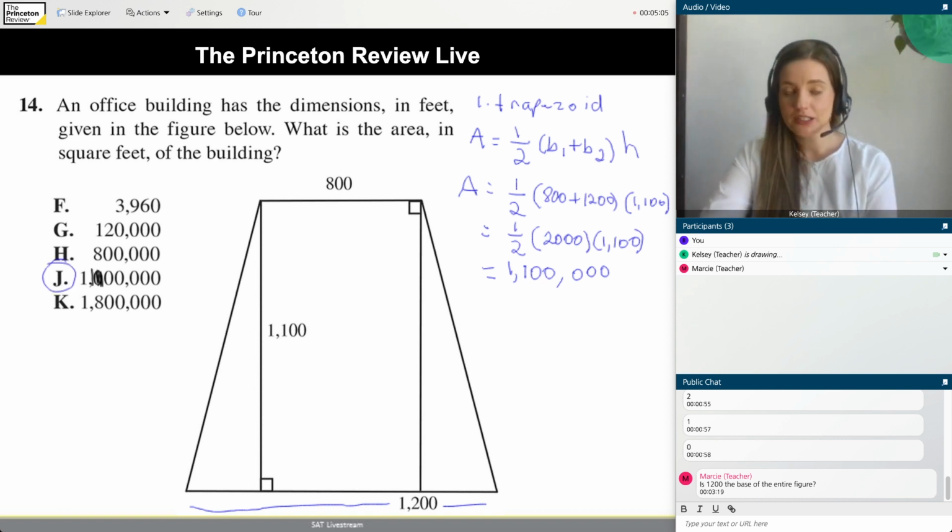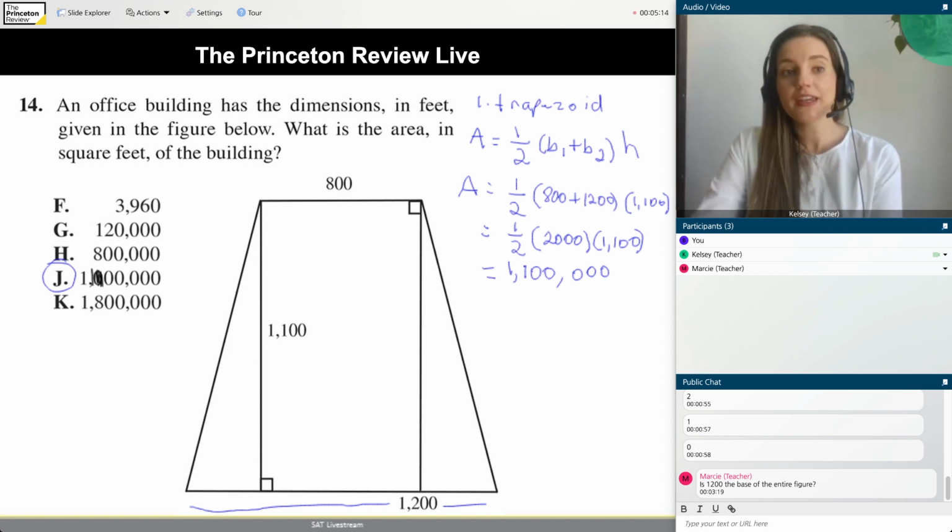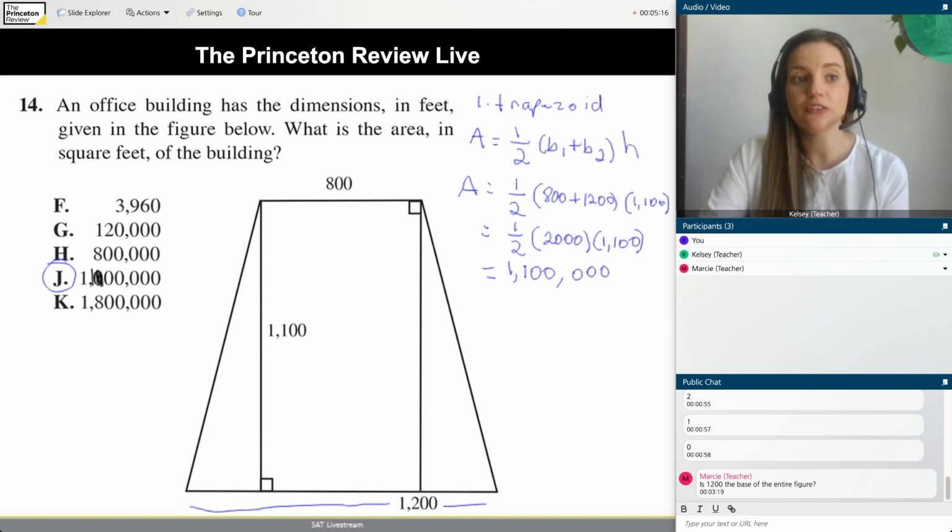But unlike with the SAT, the ACT doesn't give you a formula bank. So you would have had to have that formula memorized. It's not going to give you any sort of formula sheet at all. So let's look at how we might be able to tackle this question if we didn't remember that formula for a trapezoid. So let's try another way. Let's break it up into pieces that we know how to calculate.